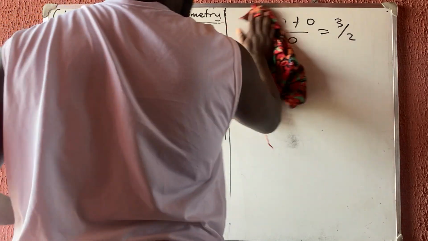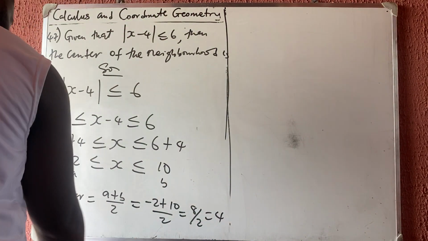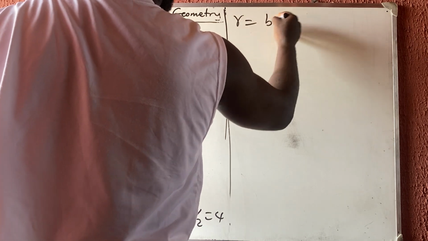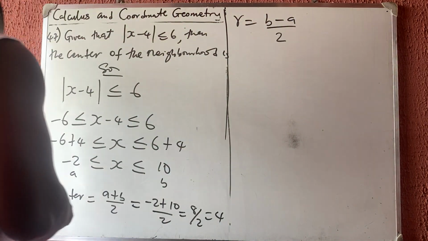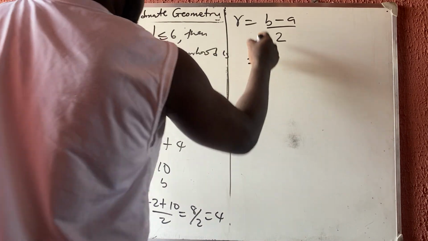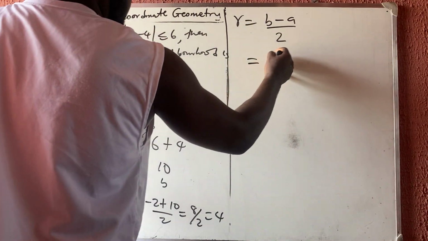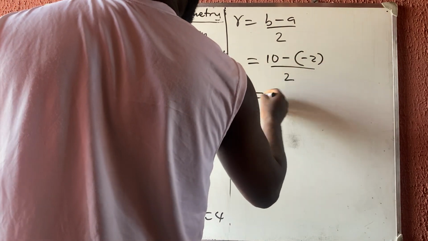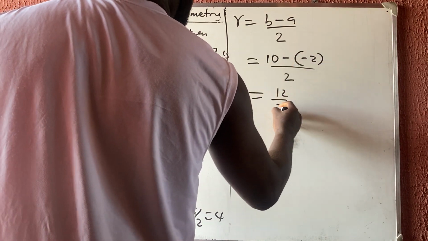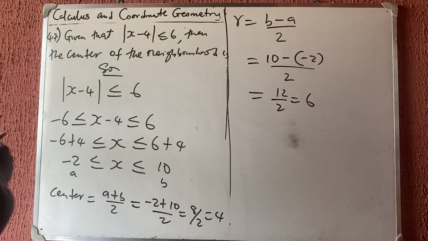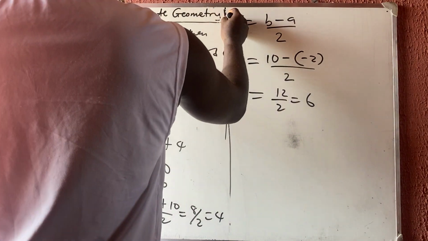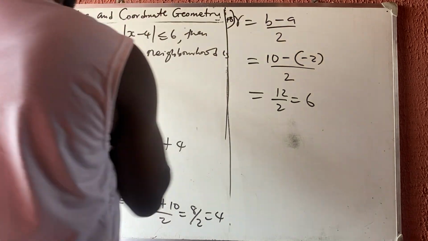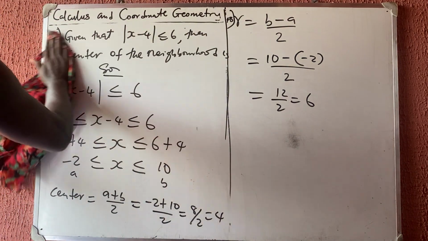Now for 48, we should find the radius, and radius means distance. Radius is the distance. So radius means (B minus A) over 2. That is the radius. What is my B? My B is 10, minus my A, which is minus 2, now divided by 2. This plus this will give you 12 over 2, which is 6. So the radius is 6. This is question number 48. So we move to question number 49.